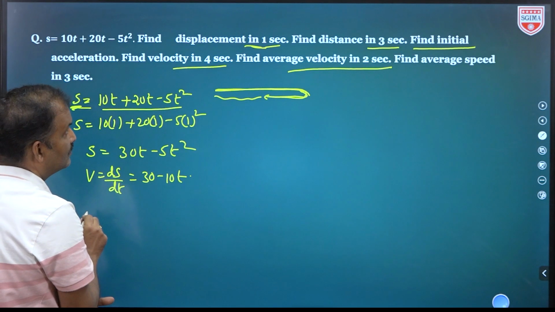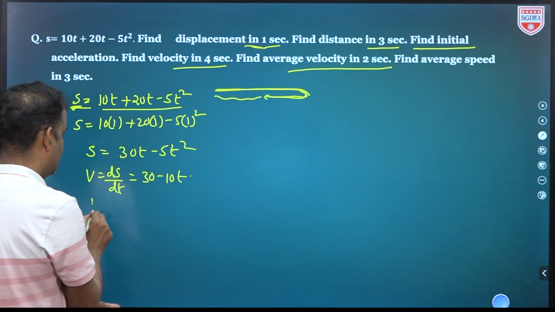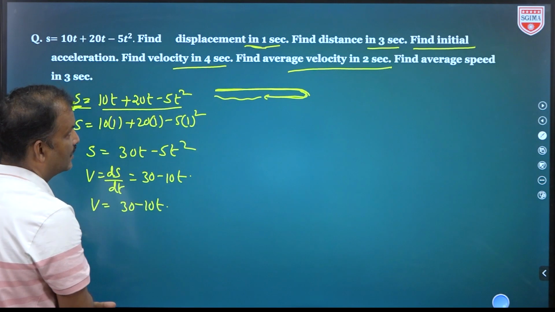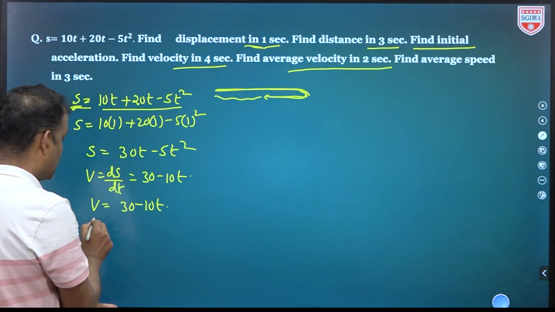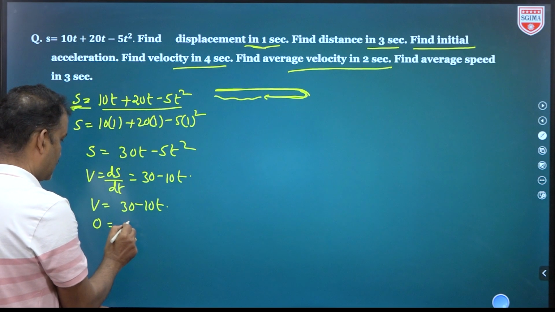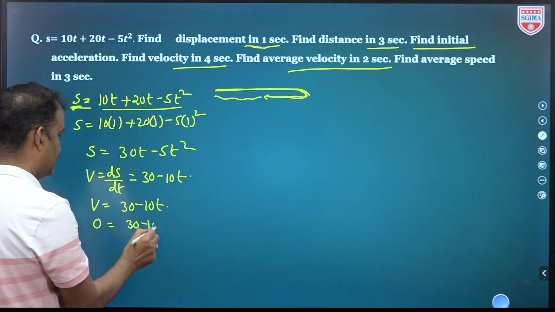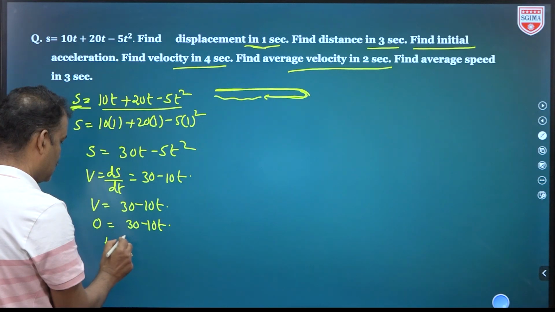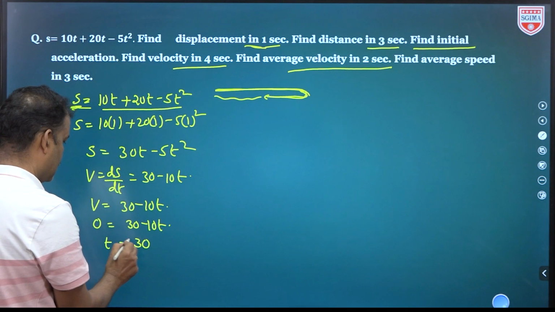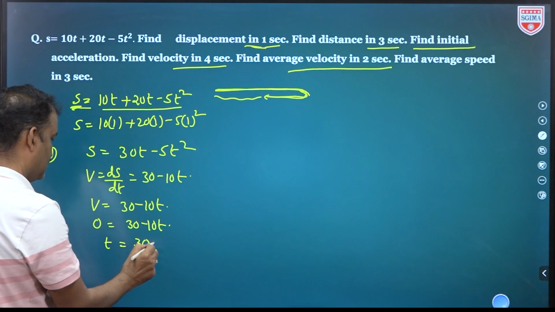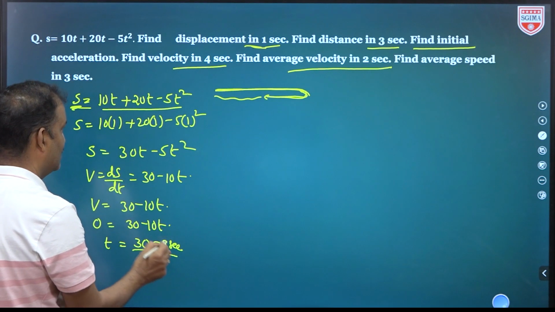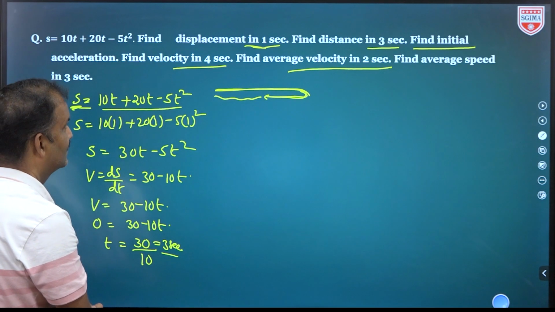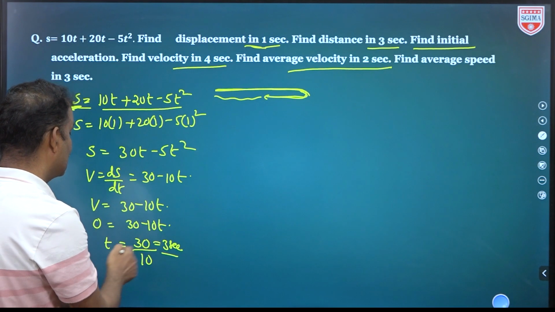At t equal to 3 seconds, velocity is equal to 30 minus 10t. At what time is the velocity 0? That is 30 minus 10t equal to 0, so t is equal to 30 by 10, that is 3 seconds. At 3 seconds only the velocity is 0. So they are asking distance in 3 seconds, no problem.